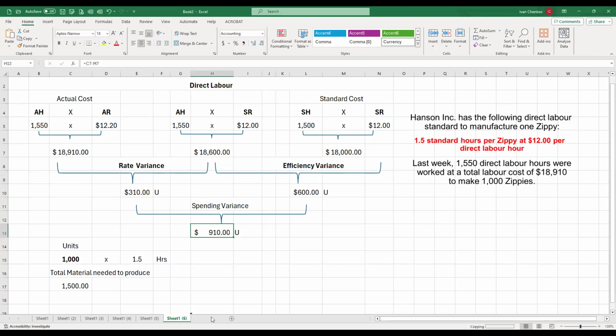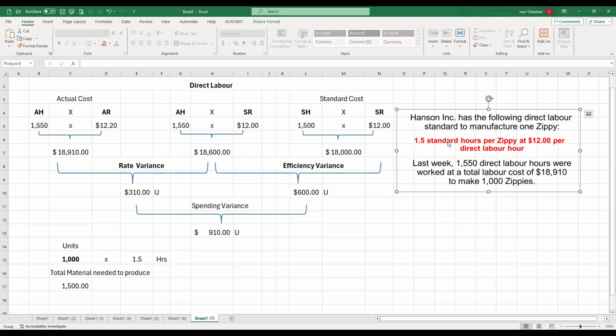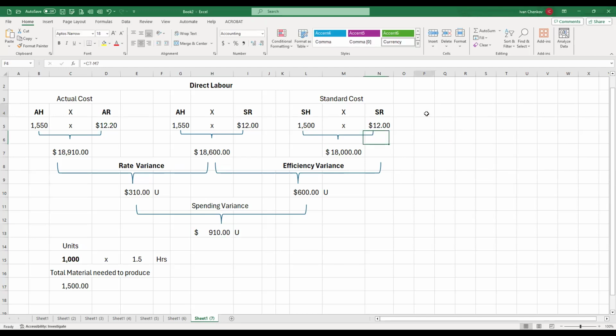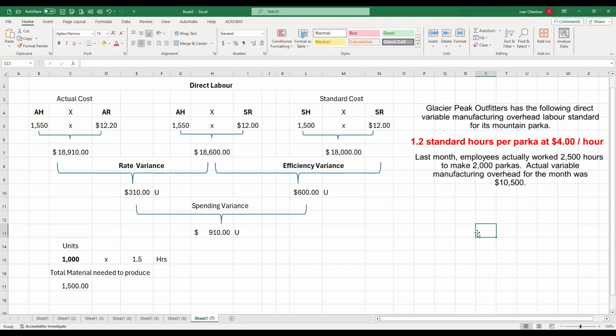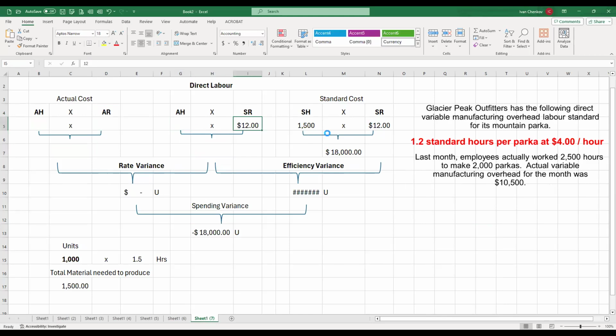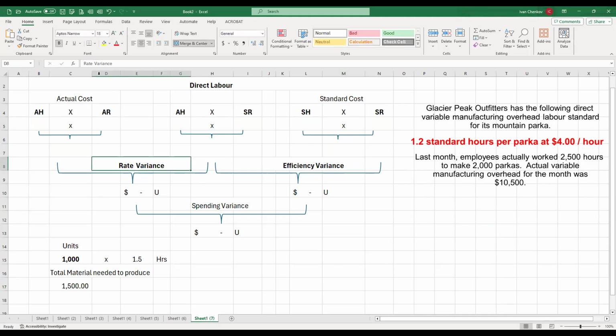Now, even though we're moving to the variable overhead, I'm still gonna use this Excel spreadsheet, and I'll tell you why. The variable overhead in these questions is based on direct labor. Direct labor is measured by hours. The rate for the variable overhead is rate, so we don't have to change that terminology. So those numbers are gonna stay the same. The only thing that we have to change is the variances.